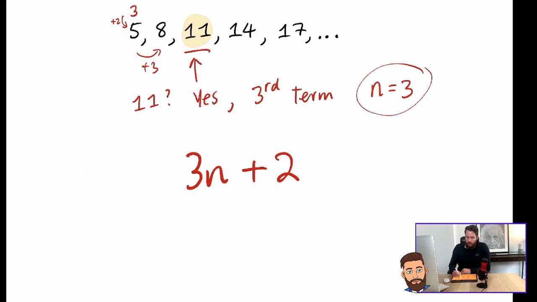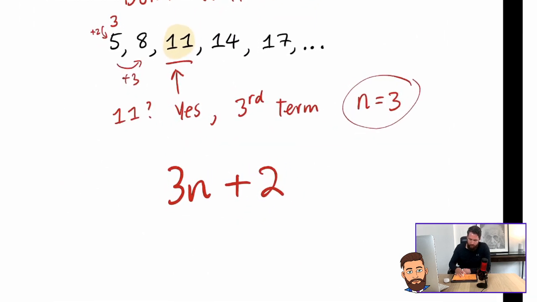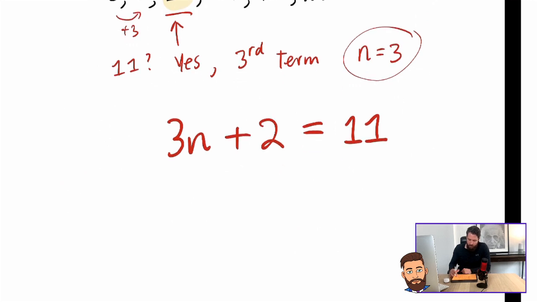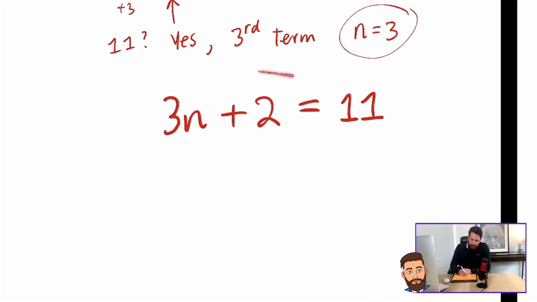So how am I going to use the fact that I know 11 is in the sequence and it is the nth, n is 3, it's the third term, with my nth term? Well, we simply can make our nth term equal to whatever number you are looking to find. So in this case, we're looking to see if 11 is in the sequence. So if I make it equal to 11, okay, I can then see that I've got an equation that I could solve.